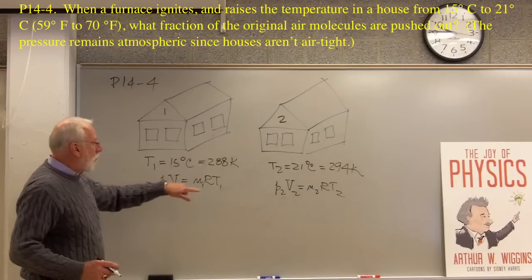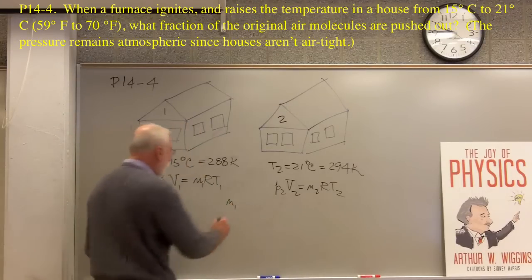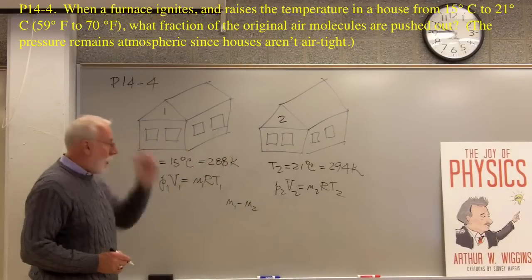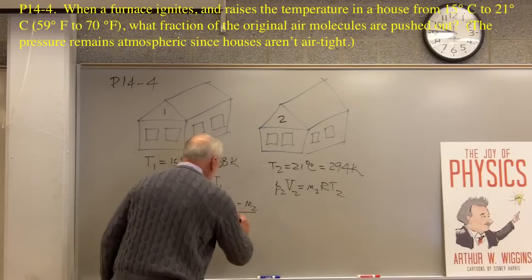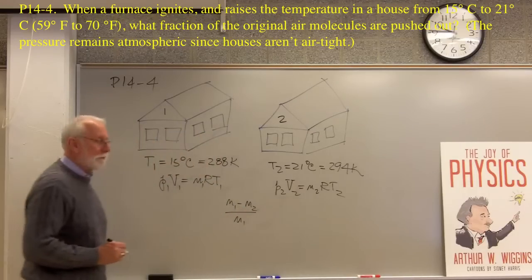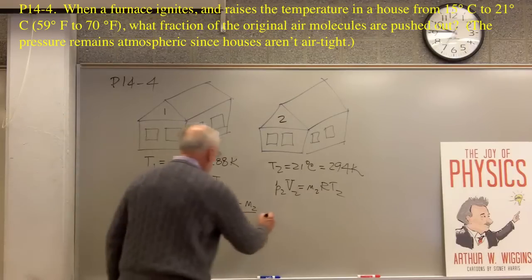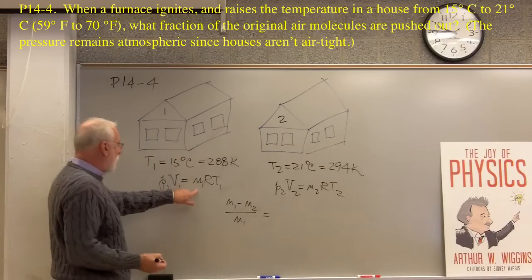So if we want to get the amount pushed out, we'd have to say N1, which is what was there originally, minus N2, because that's now what's there in the second condition. N1 minus N2 gives us the amount pushed out. To make that a fraction, we need to divide this by N1. So that's what we're after. So how do we get there? What's N1? Well, we just solve this perfect gas equation.